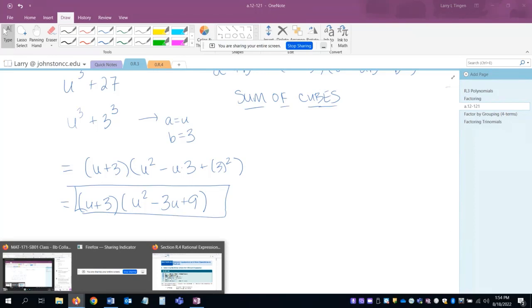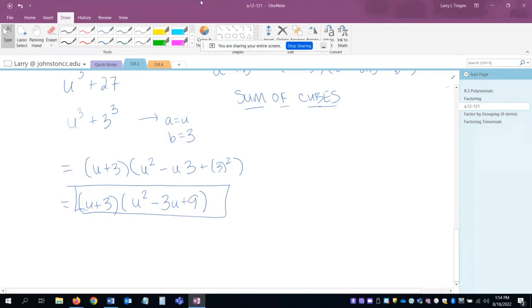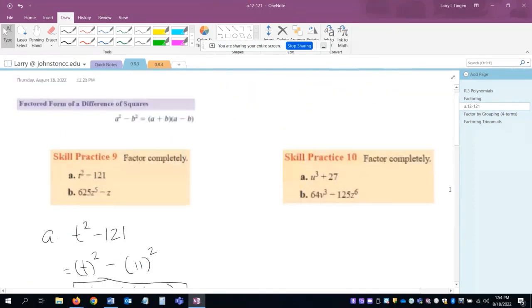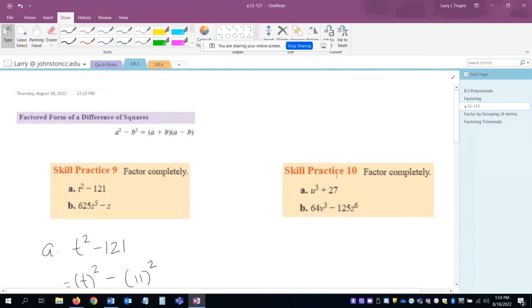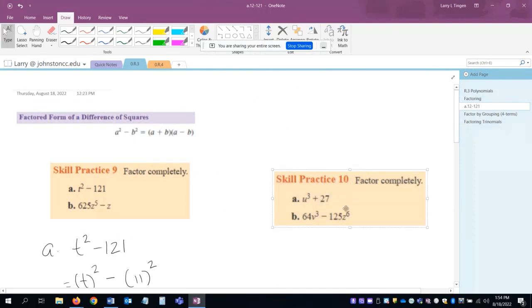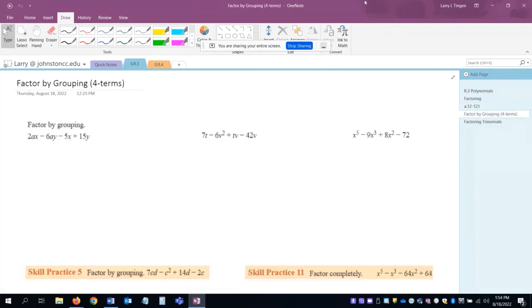Now, I just noticed what's missing. And what's missing is the sum and difference of cubes. You have it in the printed out notes, but I did not put it in these. There's a little picture. It's going to go right there. So it's going to make these problems a whole lot easier to deal with. But yeah, I just don't have that in there right now. So let's deal with factor by grouping.